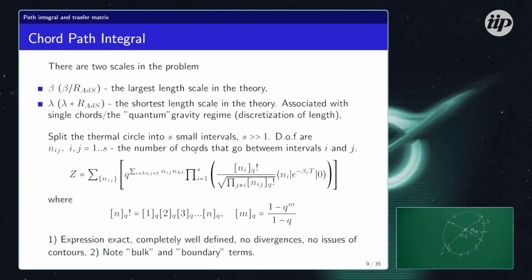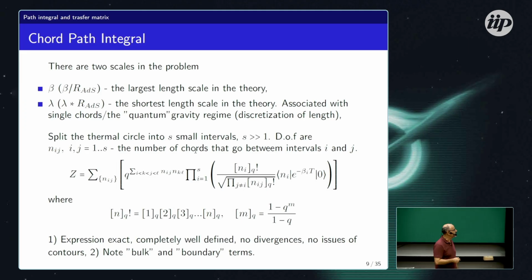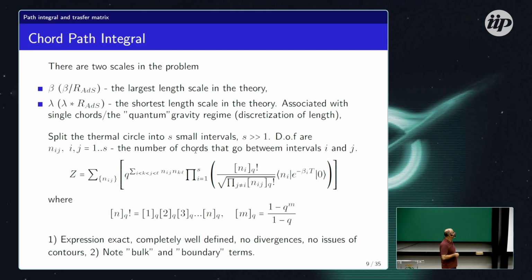And you can write an exact formula. These exact formulas rely on the fact that whenever you cross, there's a factor of Q. So when you do sums over permutations, there will be weights of Q. But you can write an exact formula summing over all of these N_ij's. These N_ij Q-factorials are just a product of one, Q, up to the Q number, N_ij.